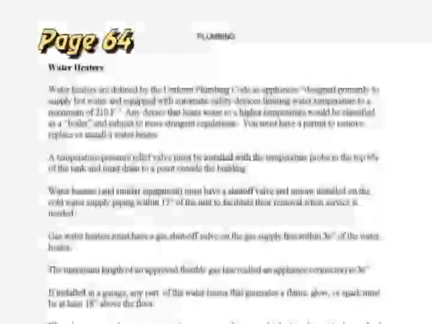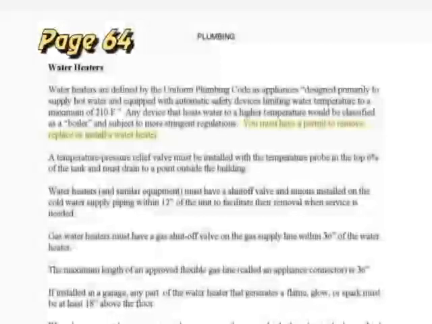Water heaters. In this first paragraph, it defines what a water heater is. And on the last sentence of the first paragraph, let's underline this. You must have a permit to remove, replace, or install a water heater. When you replace a water heater, you're also required to put in a temperature pressure relief valve. And that's a safety item. There have been a few too many explosions of water heaters causing damage and injury.